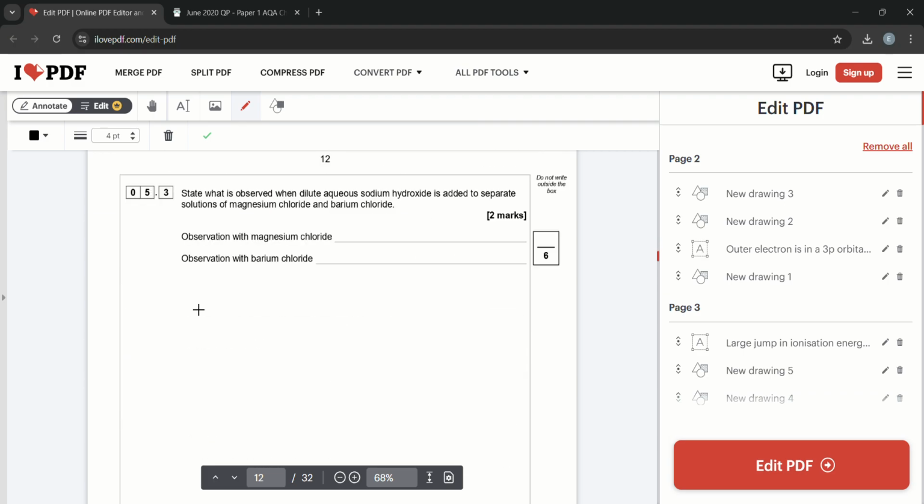And then 5.3, state what is observed when dilute aqueous sodium hydroxide is added to separate solutions of magnesium chloride and barium chloride. The observation with magnesium chloride is going to be a slight white precipitate, and the observation with barium chloride is going to be no visible change.